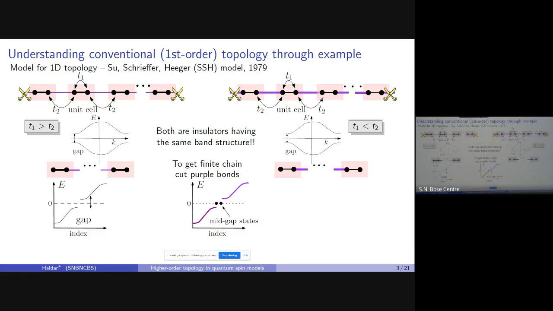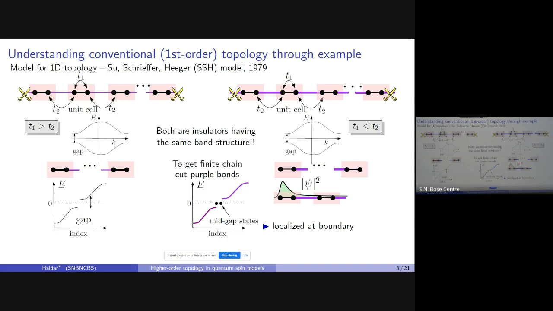Now you would like to see what is the nature of these mid-gap states. Like, how do they look? To do that, you have solved for the eigenspectrum, so you also have the eigenvalue corresponding to these mid-gap states, and the eigenvector corresponding to these mid-gap states. Using that eigenvector, you can plot out the mod square of your wave function of that eigenvector on top of your lattice sites.